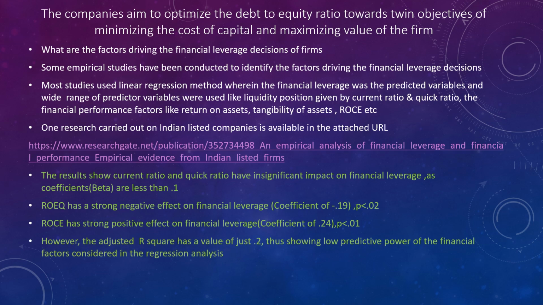The p-value indicates the probability of that slope being 0. That is, from the observed data points, the probability of having no relationship between the predictor variable and the predicted variable. However, the adjusted R-square has a value of just 0.2, thus showing low predictive power of the financial factors considered in the regression analysis.